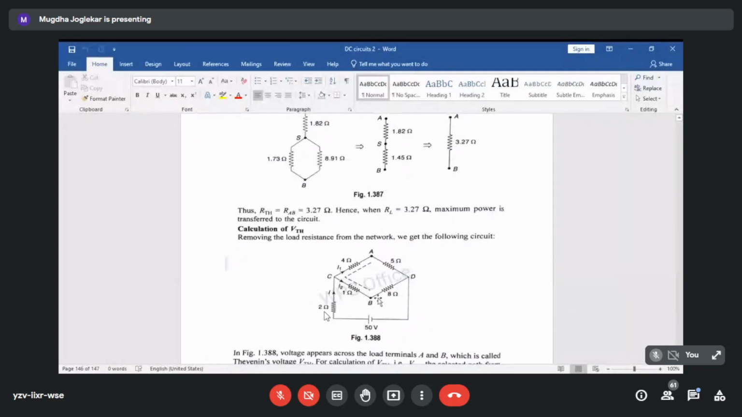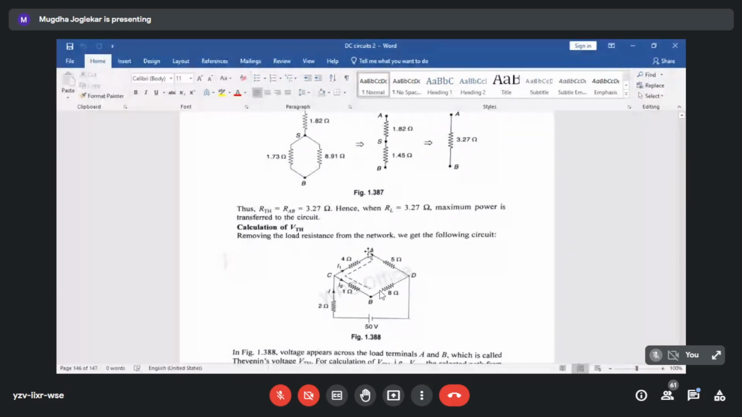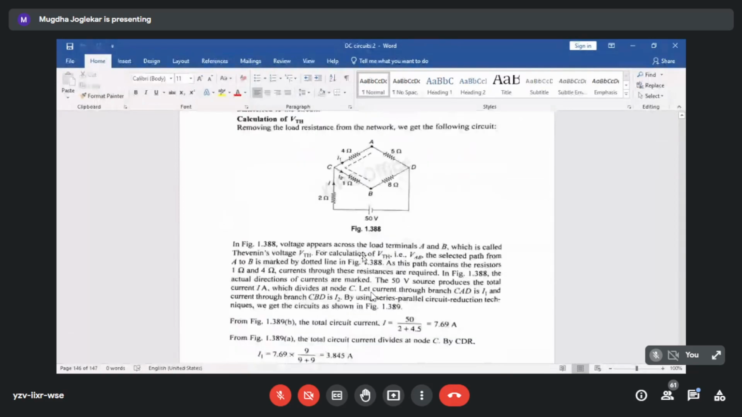Here is the path we can consider from B to A. Any one path you can consider, you will write an equation. So our equation will be, you can consider it's I2 and here I3 you are supposed to consider. Now they are using the current division rule, and from that they have written the equation. So here they are considering total current I, here I2, here I1.